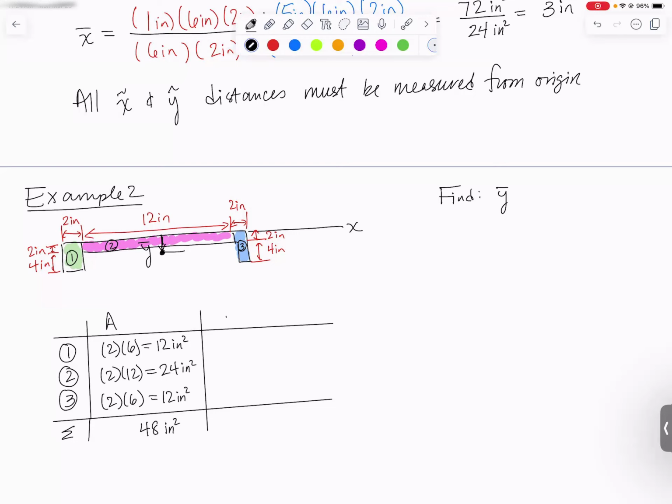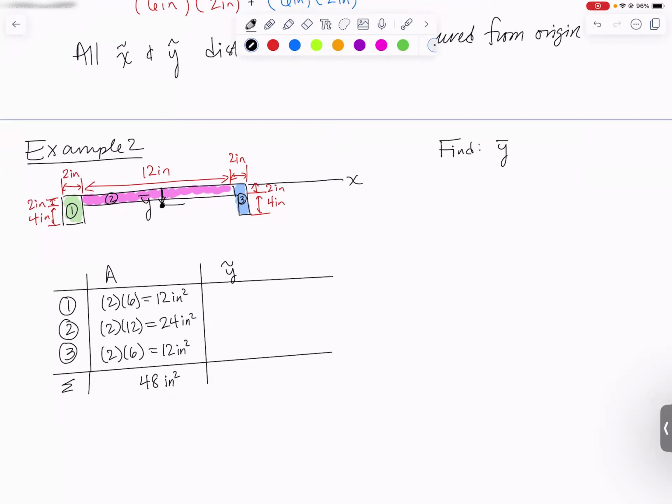Next, I need to find the y coordinate of the centroid. And I don't honestly mind for a problem like this if you call them all positive distances or negative distances. They are below the x-axis, so you can call them negative distances if you want, or you could define down as positive and call them positive. I'm going to call them negative because they're below the x-axis. So that first rectangle is 6 inches tall. So halfway down would be 3 inches below the x-axis. So I'm going to call this a minus 3 inches.